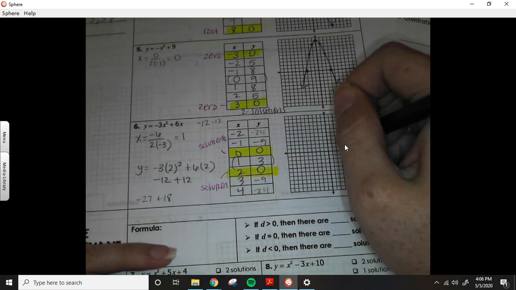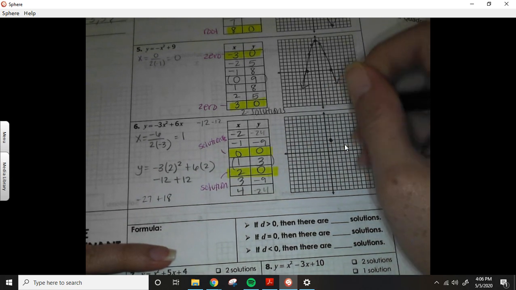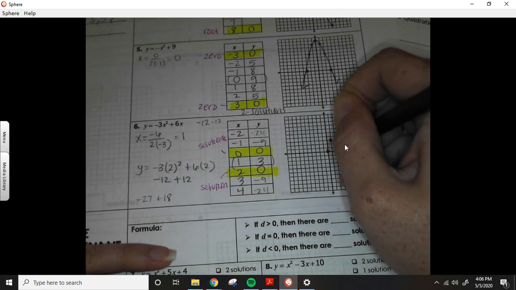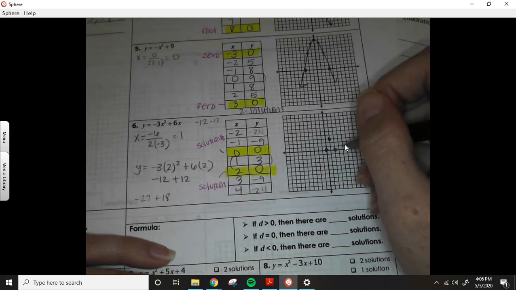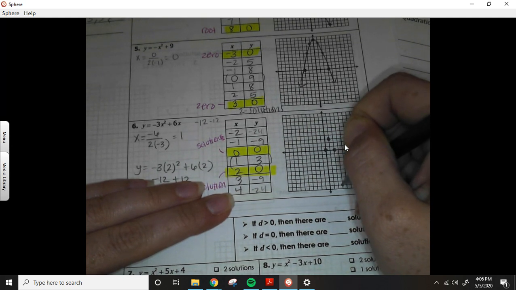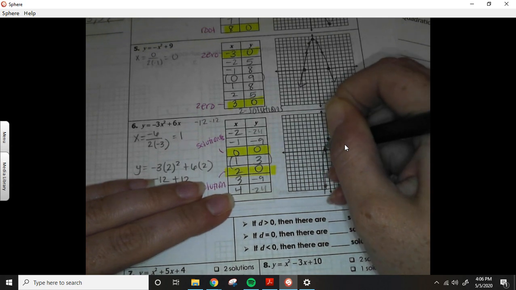So let's graph our vertex. 1, 1, 2, 3. It's going down. We're going to go with 0, 0, and 1, 2, 0. Do you see how narrow it is? And then we're going to also graph 3, -9, and we'll graph -1, -9, and call it a day.